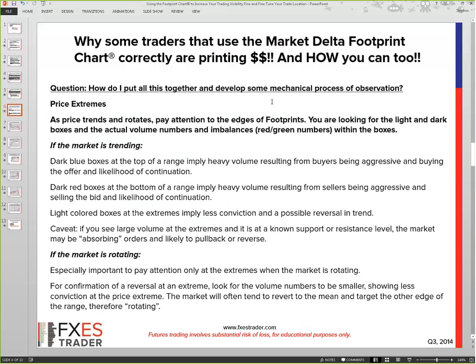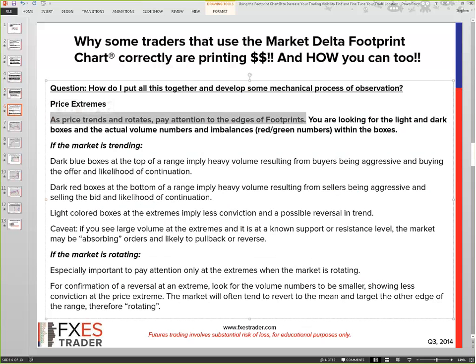As price trends and rotates, pay attention to the edges of the footprint. I can't tell you how many times you should read that first sentence right here and just ingrain it into your head. Because most of the information coming off of the footprint doesn't matter.